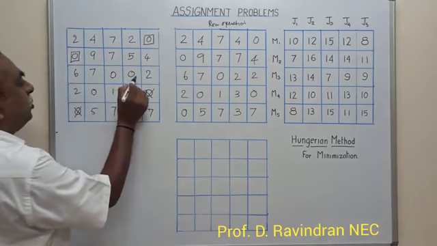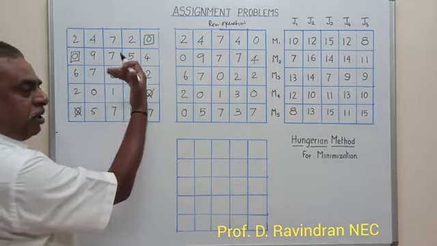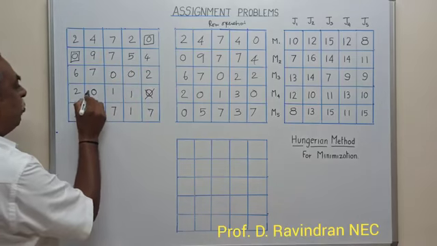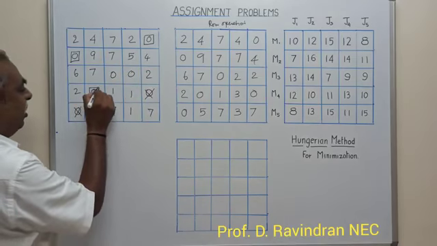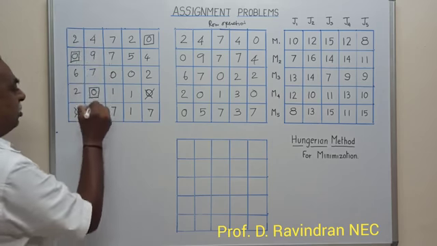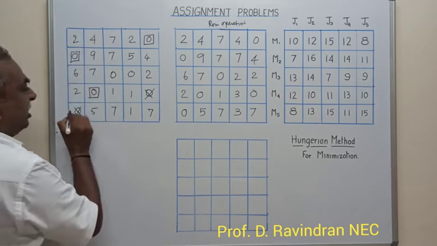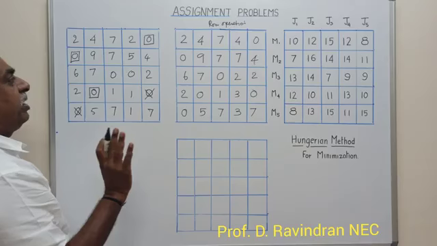Here there are 2 zeros, so we cannot decide. We can pass on to the next row. Here only a single zero is available, so we can make an allocation. There are no zeros to cut off here. Then here there are no zeros. Now we can leave it.